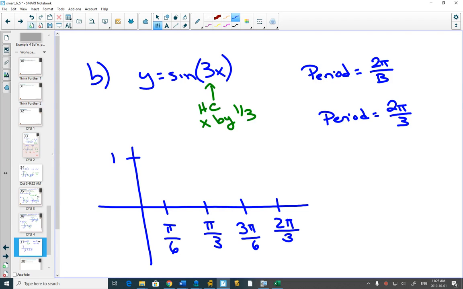My amplitude is still 1, so my maximum and minimum are still 1 and negative 1. And where does a sine graph start? In the middle, going up to a maximum, back to the middle, down to the minimum, back to the middle.